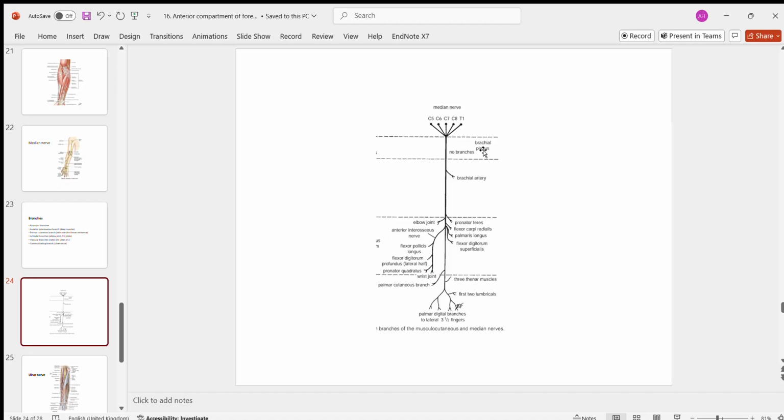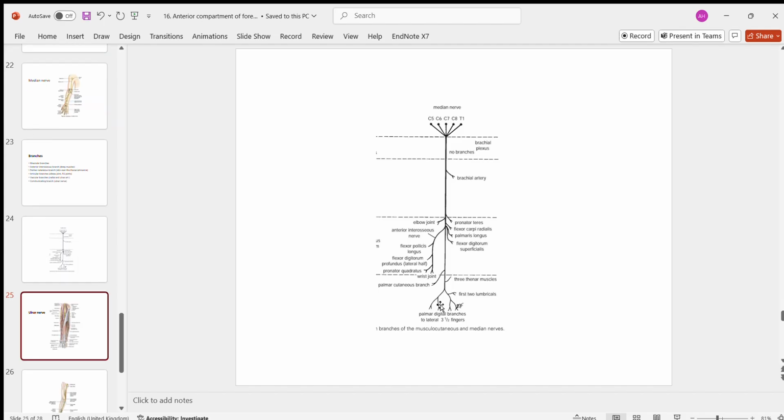In this picture, we can see the root values, the C5, 6, 7, 8, T1 of median nerve. It gives no branches here. Then it gives a branch to the brachial artery in the arm. Then in the forearm, it supplies the elbow joint, all the muscles of the anterior compartment of forearm except flexor carpi ulnaris and medial half of flexor digitorum profundus, which are supplied by ulnar nerve. And then in the palm, it supplies the lateral 3.5 fingers and palm of the hand.